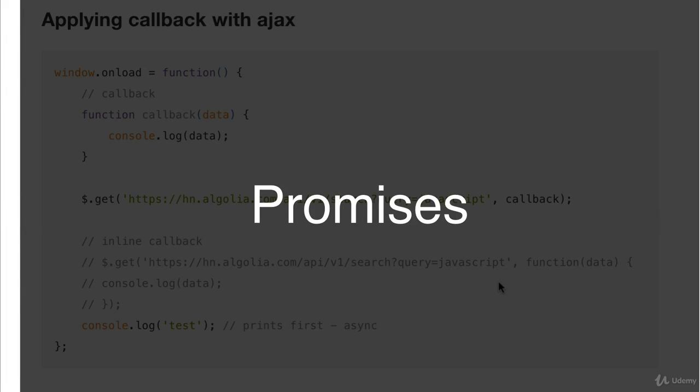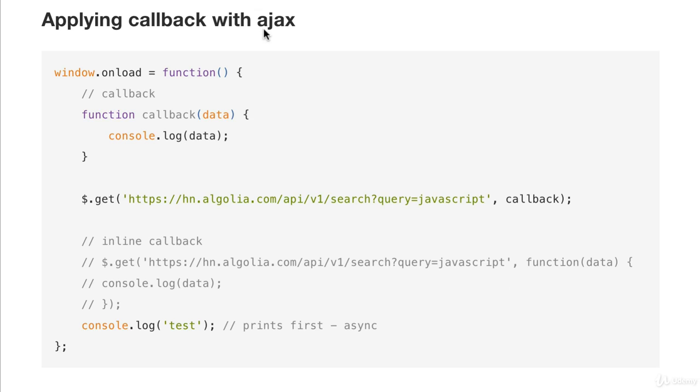Now in this video you're going to learn about promises. Before we dive into promises, let's go through the regular Ajax operation. Okay, so this is a simple callback with Ajax. We create this using the vanilla JavaScript window.onload. Using this method, we make an Ajax request and we use the callback function to console log the data.